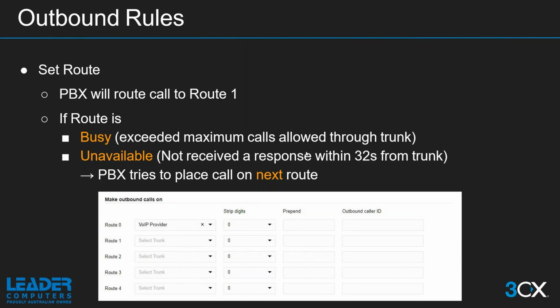This way, you can have failover trunks added as the second route or third route. For example, if the first route is not registered or cannot get through, it uses the secondary trunk with its channels. This can be used as a failover mechanism as well. Also, if it is busy, which basically means it exceeds the maximum calls through the trunk, or unavailable, meaning no response was received within 32 seconds from the trunk, the PBX tries to place the call on the next route. So these are the two ways it goes through the second route.